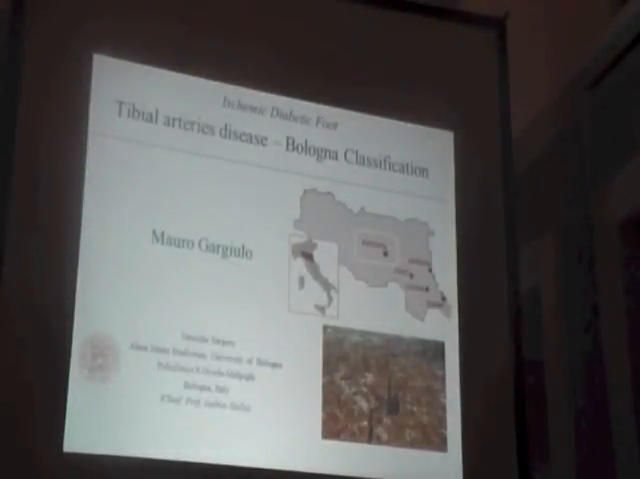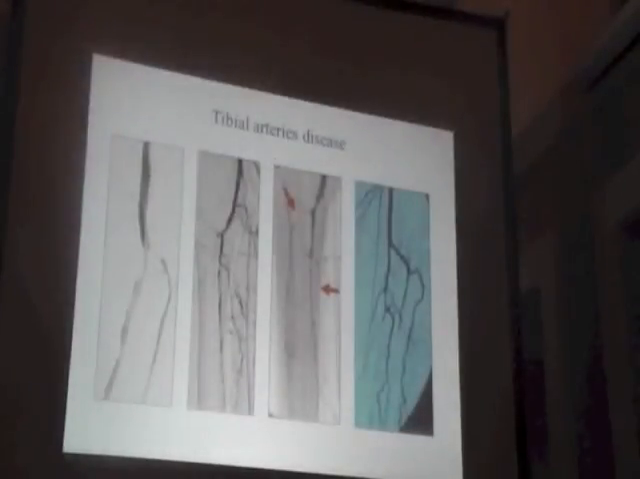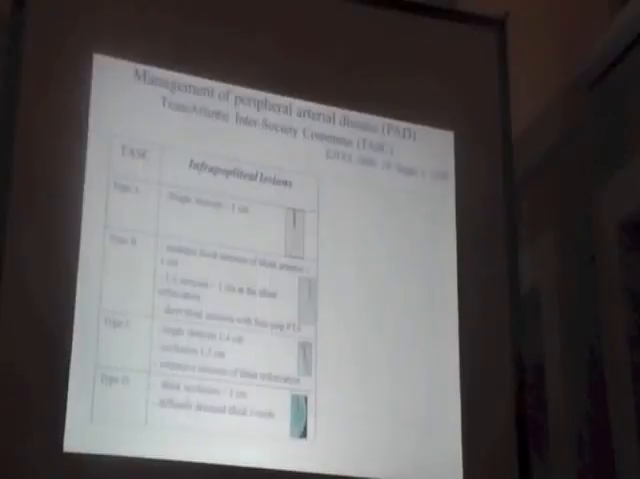My topic is regarding our approach. It's not exactly a classification, but it's the introduction to our approach and our algorithm in the treatment of diabetic patients or patients with tibial disease in our center. You know that we have different kinds of tibial disease. We have stenosis, single or multiple stenosis in tibial vessels, or occlusion of different lengths, short occlusion or long occlusion.